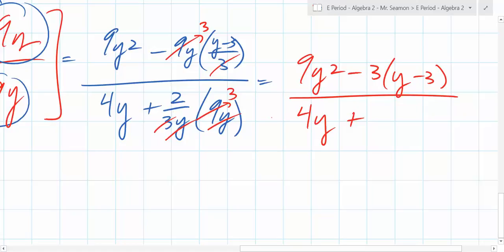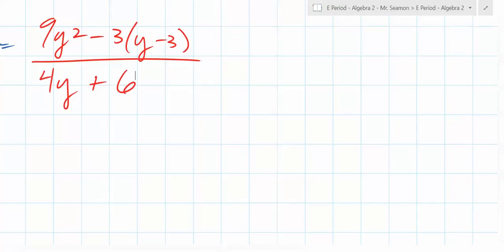4y plus 6. Do we have a complex fraction anymore? No, we don't have a complex fraction anymore. So are we done? No. There's probably something else that cancels or simplifies on this one. So what should we do to simplify? Let's do the opposite of distribute. What's the opposite of distribute? Factor. What can we factor out of the top two terms? You can't pull out a 9, but what can you pull out? A 3. So what are you left with?